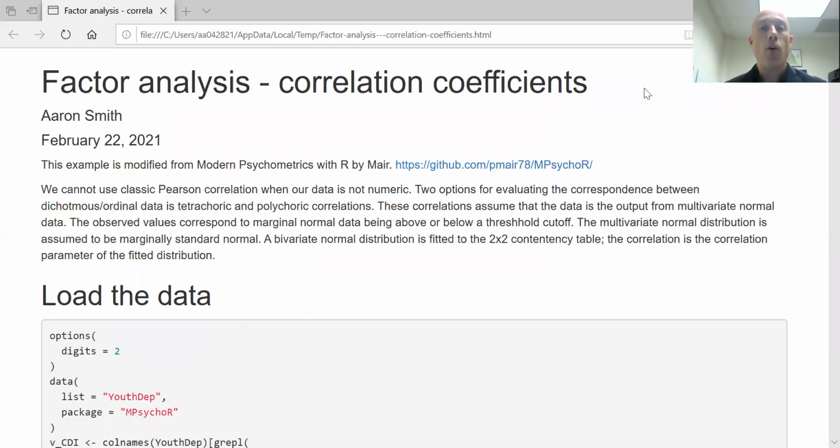Hi, in this video, we want to take a look at correlation coefficients. The reason why we're going to be doing this is because upcoming videos are going to be looking at factor analysis, and we're going to need to understand correlation pretty well before we can really dig into that and understand what's going on.